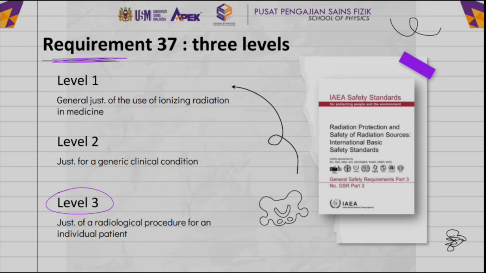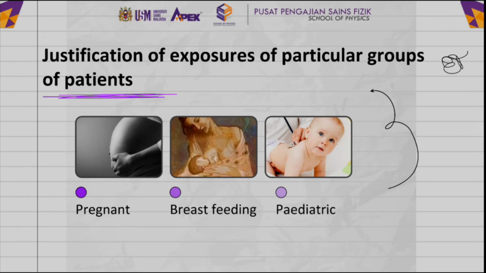National or international referral guidelines developed by professional bodies together with health authorities should be used. This includes the details of the proposed and alternative procedures, the characteristics of the individual patient, the expected dose to the patient, and the availability of information on previous or expected examinations or treatment. As I have mentioned, there are particular groups of patients for the justification of medical exposure: the first one is pregnant women, the second is breastfeeding women, and the third is pediatric patients.